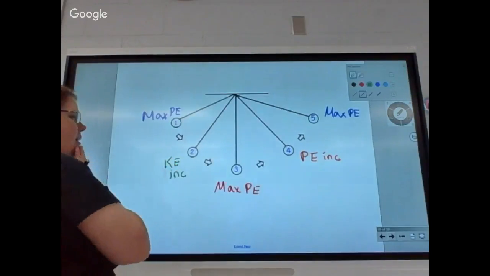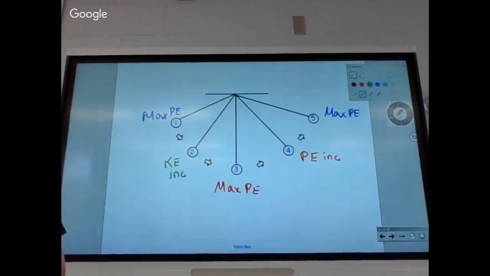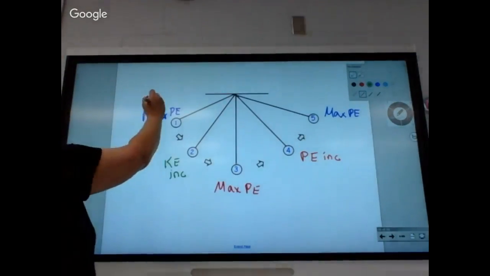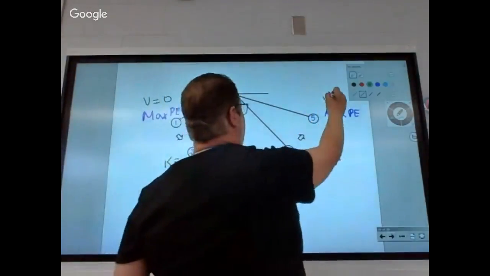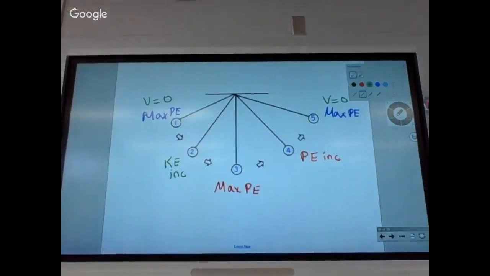All right, tell me this. Where would the velocity equal 0? Why? Got all those cylinders firing today, Chase. That is very good. All right, velocity equals 0 at 1 and 5.